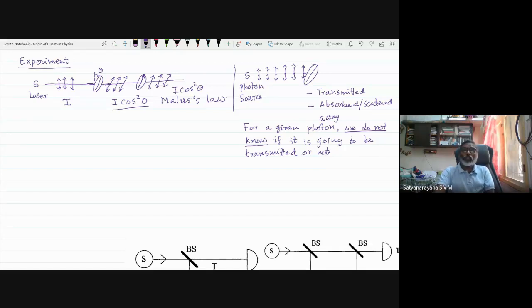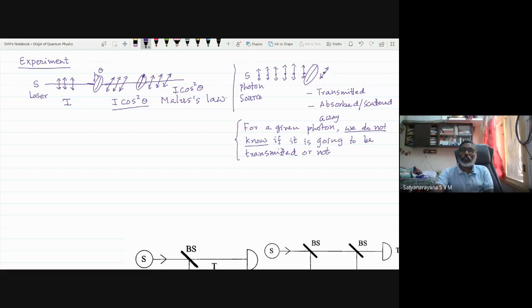We only know that one of these two things will happen. Either it will be transmitted or it will not be transmitted. Only after seeing that it is transmitted will we know that it is transmitted. So there is no prediction possible, and you can only say that these two possibilities are there. That's all. Either it is transmitted, or it is absorbed or scattered away. Now if it is transmitted, then it is going to be in this state.